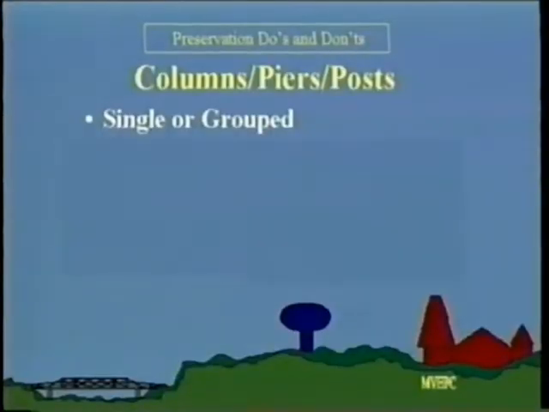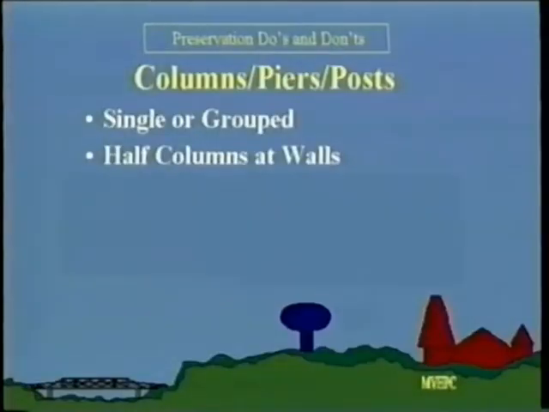Next part we'll talk about is columns and piers, and posts, whatever you want to call them. It's all the same thing. You'll find them in Mount Vernon typically in singular columns, but they may be grouped in 2s or 3s in some cases. You may or may not have half columns at walls. I'll show you some examples of those. It's just part of the expression. We've got every imaginable kind in Mount Vernon.